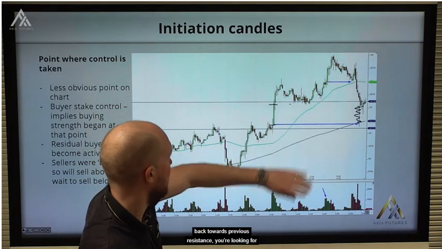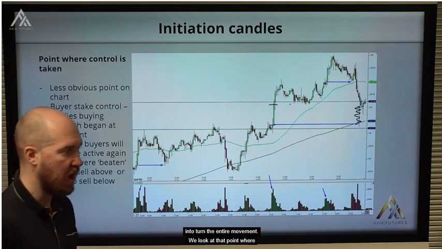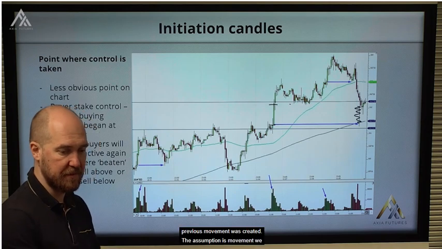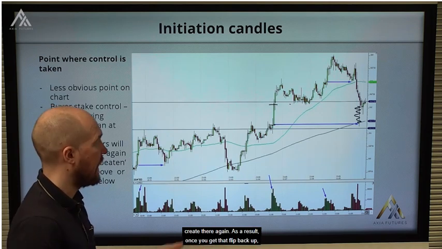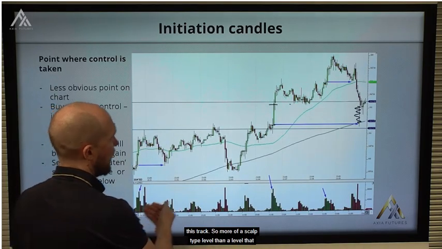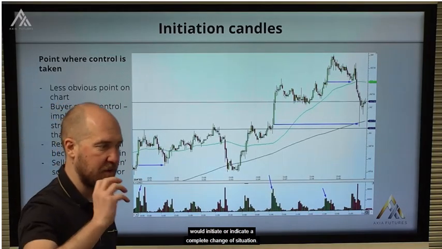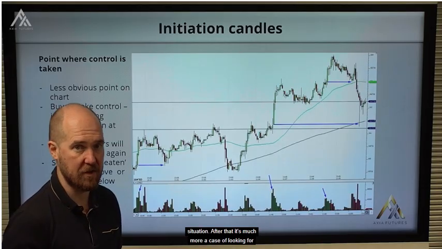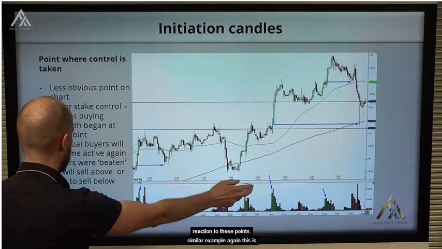Back towards previous resistance, you're looking for some degree of reaction. It's not a trade that you're necessarily looking to turn the entire movement. But you're looking at that point where previous movement was created. The assumption is movement will be created there again. As a result, once you get that flip back up, that's then the point where you're looking for an exit on this trade. So more of a scalp type level than a level that would indicate a complete change of situation. The first move is the one where you're looking for the change in situation. After that, it's much more a case of looking for reaction to these points.